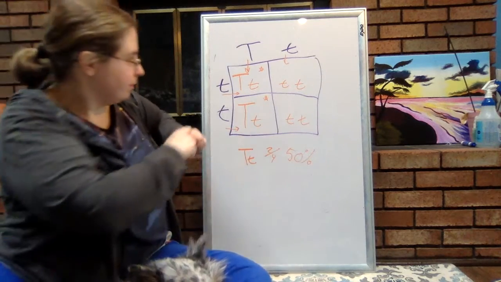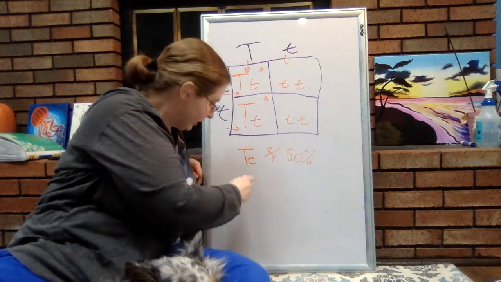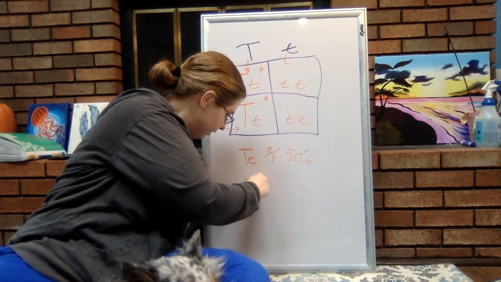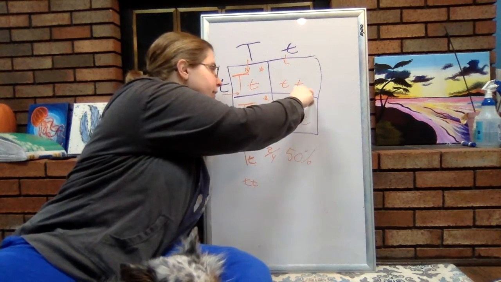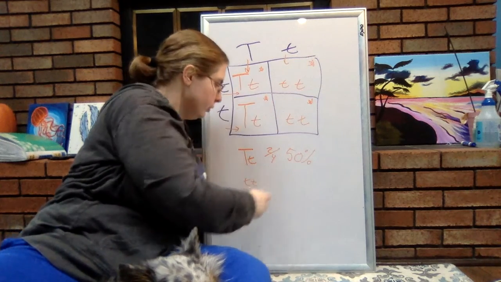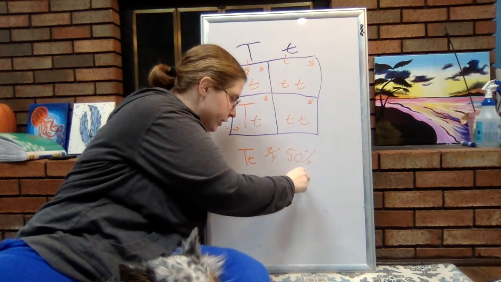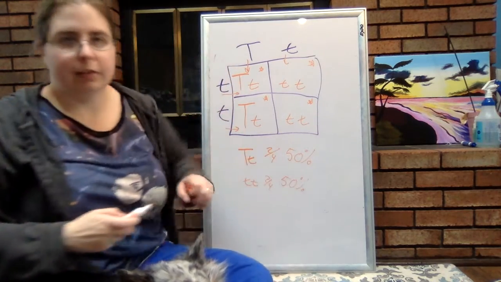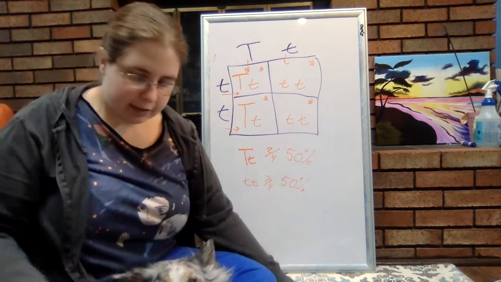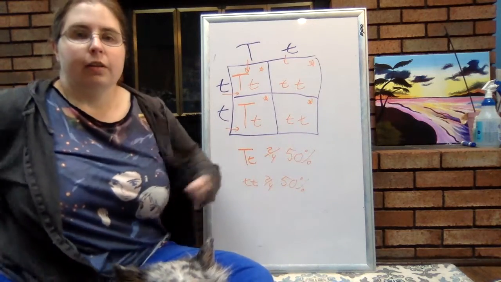We see another genotype possibility, little t, and that is a 2 out of 4 chance, or 50% chance of being little t. So that's the probabilities of those genotypes.